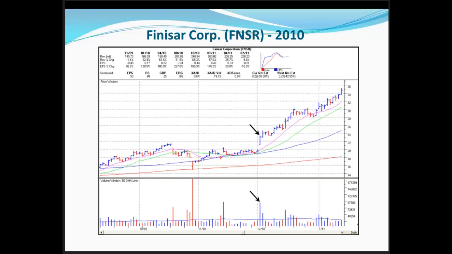Here's Finisar starting a move in 2010. It wasn't a huge move or a long move. It lasted for a couple of months, but it was a profitable move, and it started with a viable gap up. And again, you can pretty much eyeball what it is you're looking at and looking for.